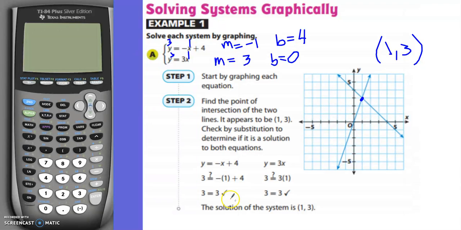Okay, so let's see here. If we did negative 1 plus 4, we'd get 3. 3 equals 3. 3 times 1 is 3. Yep. So 1, 3 is the point of intersection. Okay, let's look at the last two.